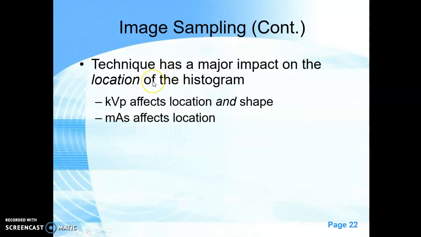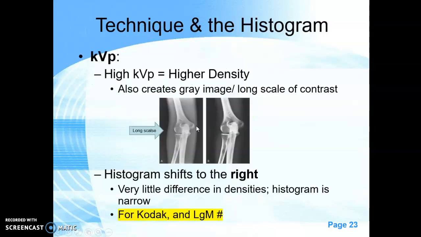Technique has a major impact on the location of the histogram. So KVP changes can affect both the location and the shape of the histogram, where mass affects the location. KVP can result in an image, if it's too high, with higher density. We've talked about this. Also, high KVP can result in an image with more gray tones, a longer scale of contrast. The histogram would then shift to the right. As there is very little difference in the densities, the histogram is also more narrow. And again, this is for Kodak and LGM numbers because they're directly related.